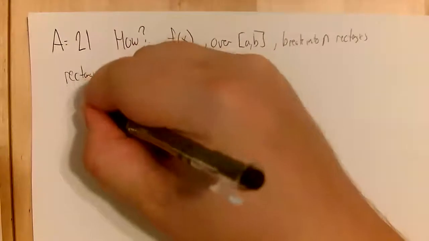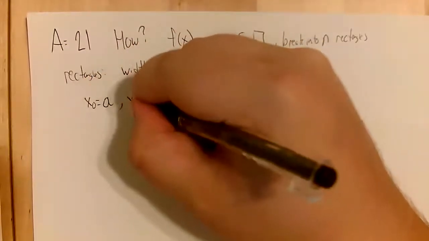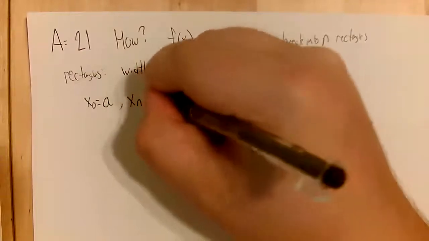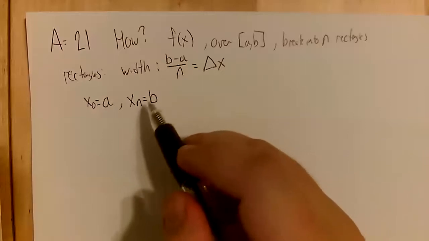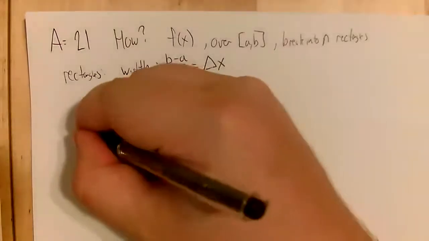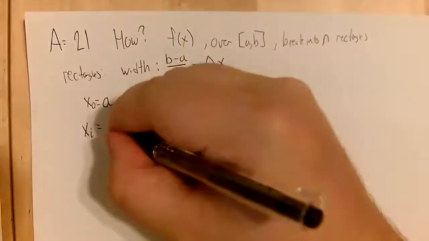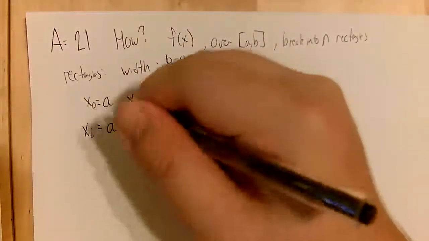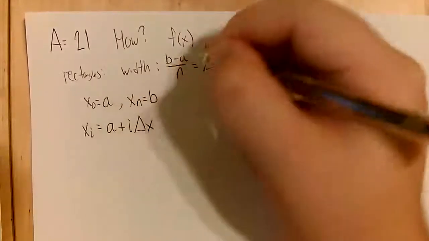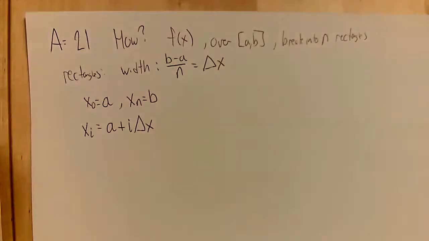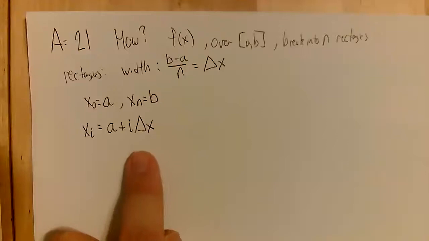So what I'm going to do is give the name x0, and I'm going to call x sub n, that will be b. So this is my initial x value and my final x value. So a formula for the x's I'm going to plug into my function, called x sub i, would be a plus i times delta x. Right, so these are going to be all of the x values I'm going to plug into my function.